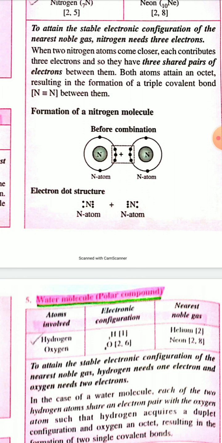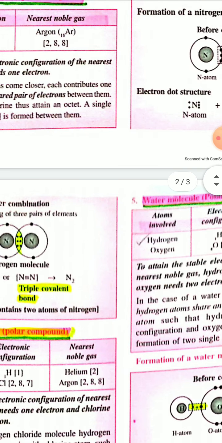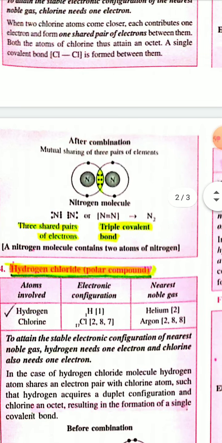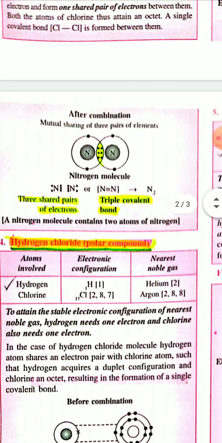You can represent the triple covalent bond present in a nitrogen molecule between the two nitrogen atoms by electron dot structure also. So after combination, you can see here both nitrogen atoms sharing 3 electrons to form 3 pairs of electrons, that is, in the nitrogen molecule a triple covalent bond is present.